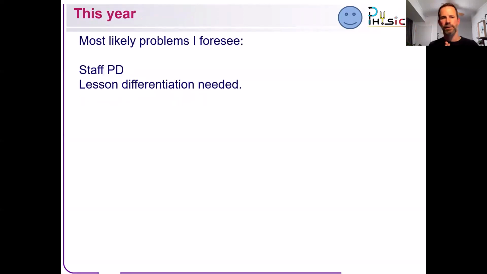Problems I likely foresee happening: I've already talked about staff PD, just making sure that those staff are there. And I really feel like this sounds stupid, but I'm trying to make them really see that they actually may not know physics, but I think they'll figure that out later on, I suppose.